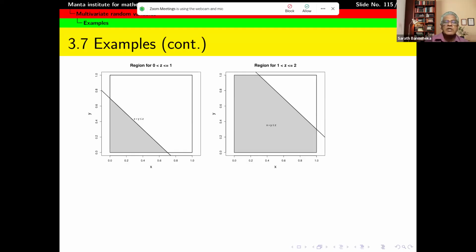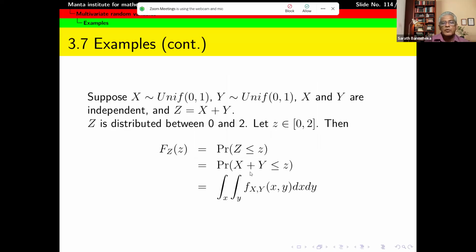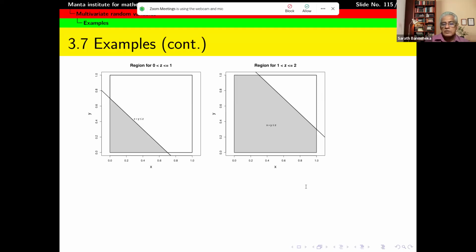So we can see that we have to get this expression for two possible cases of z. One case is z less than or equal to 1. The other case is z greater than 1 but less than or equal to 2, because z has to be between 0 and 2. So let's look at those two cases. First, let's consider this situation.